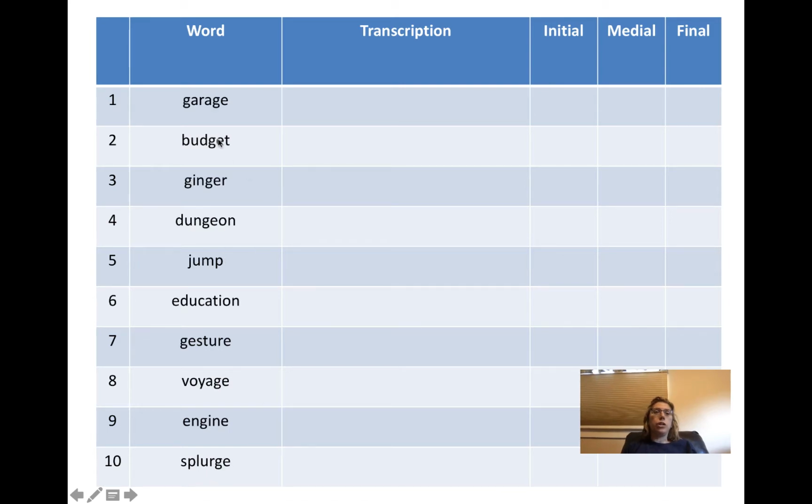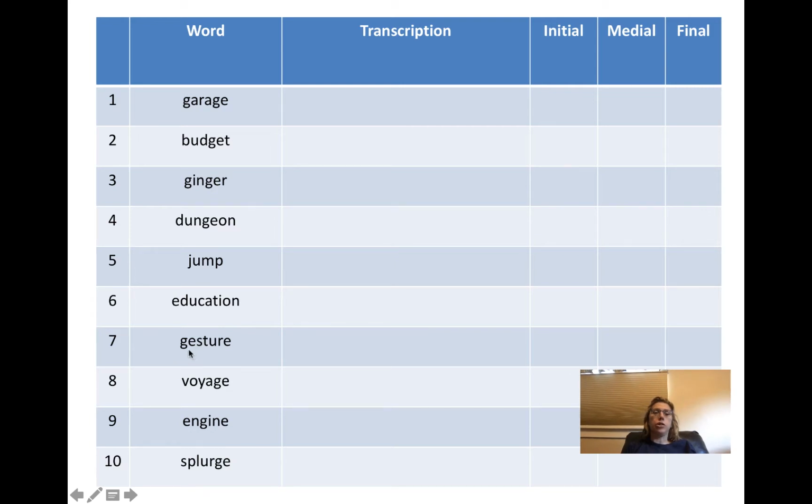And our j, let's look for j's. Garage. Depending on how you want to say it, but I would say garage with an edge, one of our few words that has an edge, our voiced palatal-alveolar fricative on the end. Budget, there's a j, our voiced affricate in the middle. Ginger, we got two. Dungeon, there's one. Jump, at the beginning. Education, there's one.